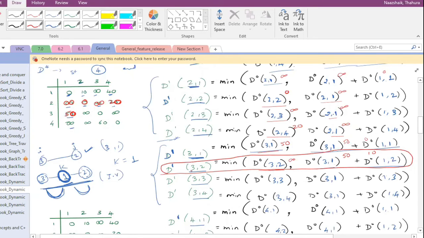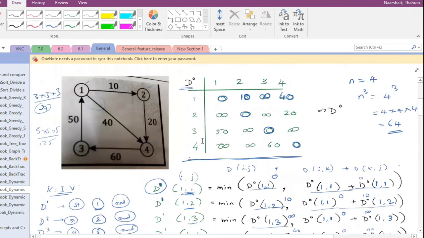Right? So initially we said 3 to 2, there is no path. Let's look at the graph also. 3 to 2, there is no direct path, right? But now we are trying with 1 as the intermediate vertex. So then we are able to go from 3 to 1 and 1 to 2. So putting 1 in the middle has solved this path.